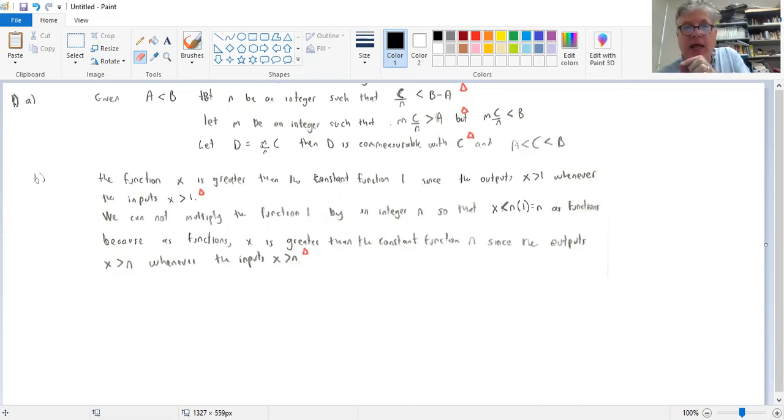Okay, so that's our small little thing, and then we pump it up by m. So then we're going to let there be an integer m such that m times C on n is going to be bigger than A, but less than B. And of course we can do that because C on n is less than B minus A, so it fits into the gap between B and A. And so then just let D equal m over n times C. Then D is commensurable with C. And, oh, that should have been D. D is between A and B. Oops.